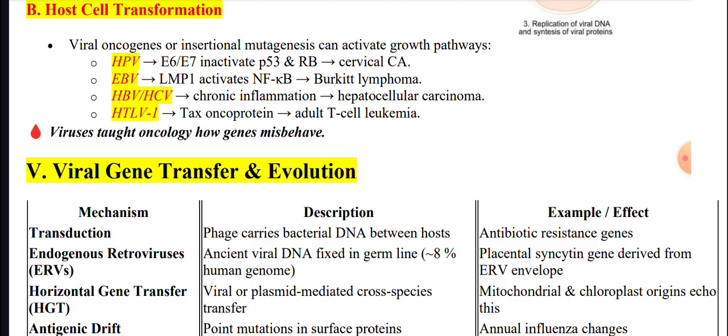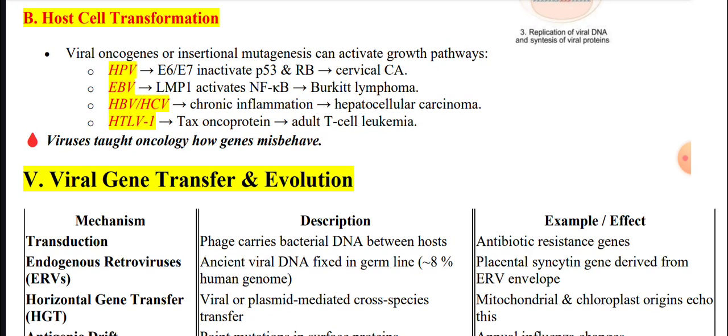Interesting. The notes also mention HBV and HCV causing liver cancer, but suggest it might be less direct. That's right. Hepatitis B and hepatitis C viruses are major causes of hepatocellular carcinoma, liver cancer. But it seems less about specific viral oncogenes like E6, E7, or LMP1, and more about the consequences of chronic infection. Years, often decades, of persistent infection lead to continuous liver damage, inflammation, cell death, and regeneration. This constant cycle of destruction and repair massively increases the chance of random DNA mutations accumulating in liver cells over time, eventually leading to cancer. It's oncogenesis driven by chronic inflammation.